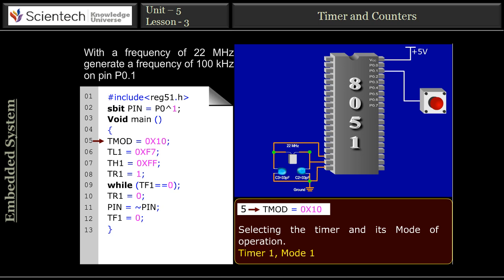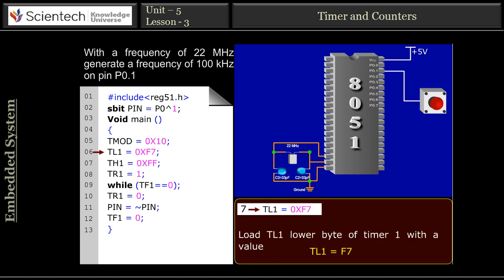Which is discussed in the previous slide, on how to find out the value. Next is TL1. TL1 is equal to 0xF7. TL1 is the lower byte register of timer 1. In this we put the value 0xF7, which means it starts counting from F7. Next is TH1, which is equal to 0xFF. The value stored in TH1 is the final value at which timer 1 counts.